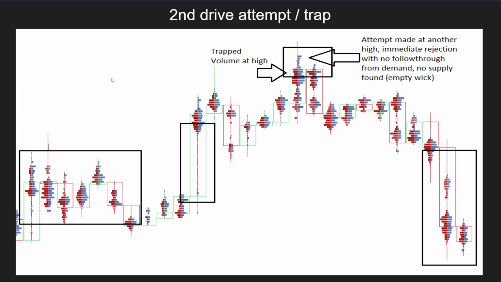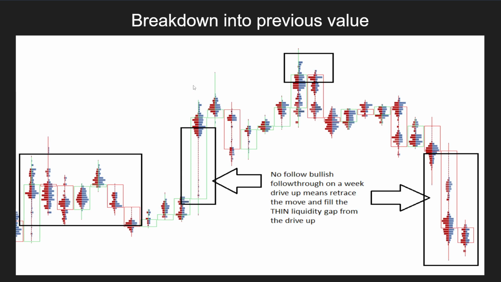The second drive up, we can see an attempt made to push out of range, but medium-low volume, what we have is a failure of passive demand and aggressive demand to push through supply. So we trap the buyers and revert back into the previous range. One more push up after with more failure, then into a long consolidation. And now we go to part 3, breakdown into previous value.